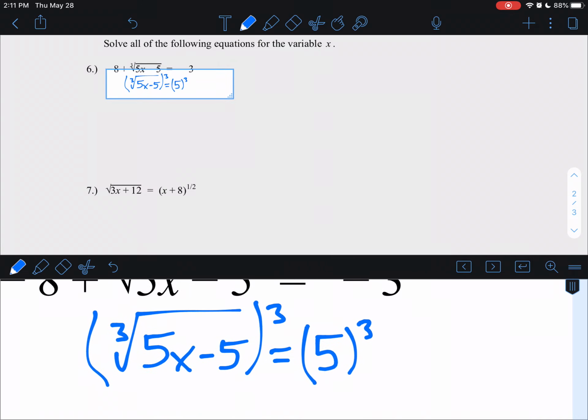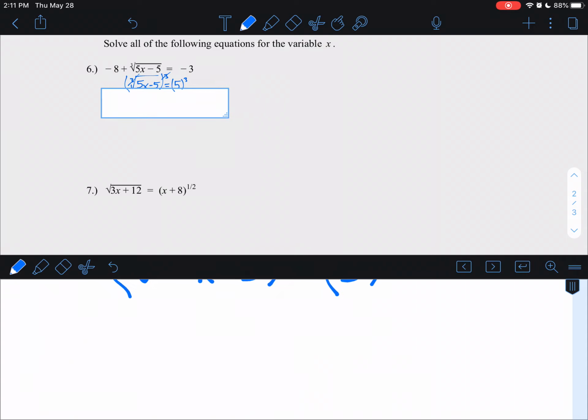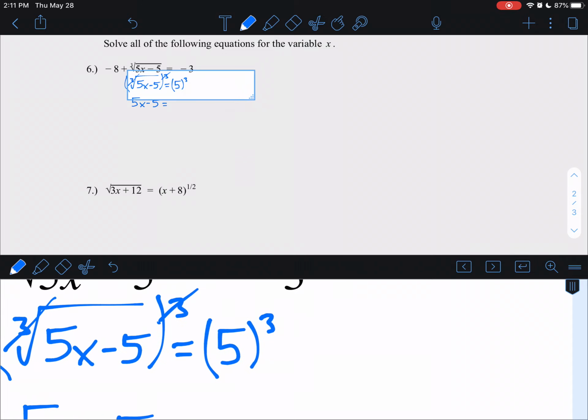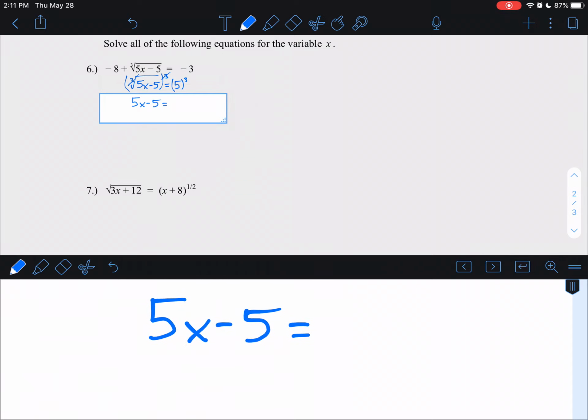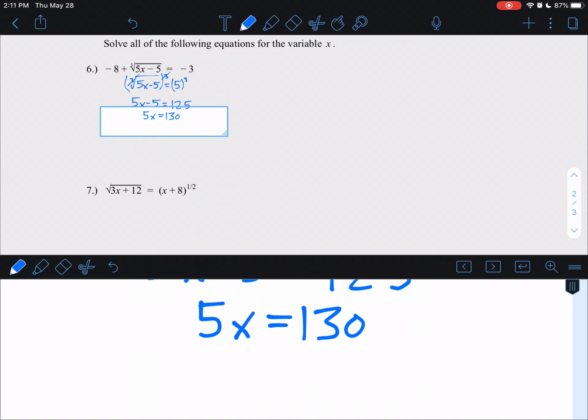So that means this is going to cancel out, and all I'm left with on this side is 5x minus 5. And over here, I have 5 to the third power. 5 to the third power is 125. So I'm going to solve this now. So I can add 5 to both sides. That gives me 5x equals 130. And divide by 5 to get x equals 26. So my answer should be 26.